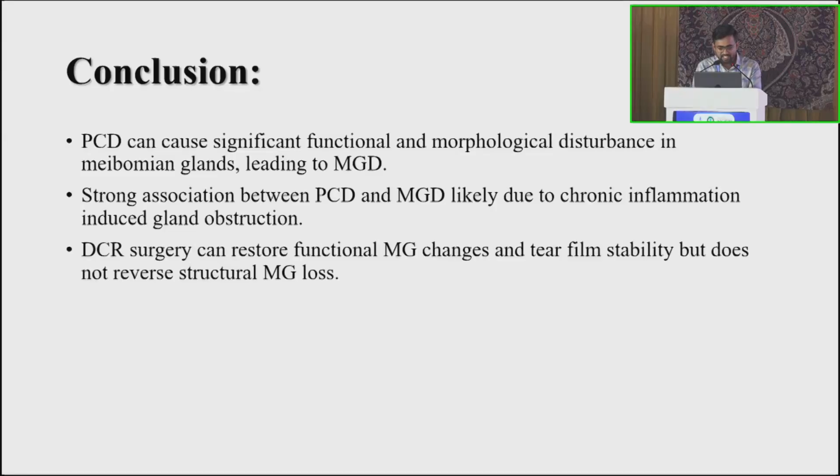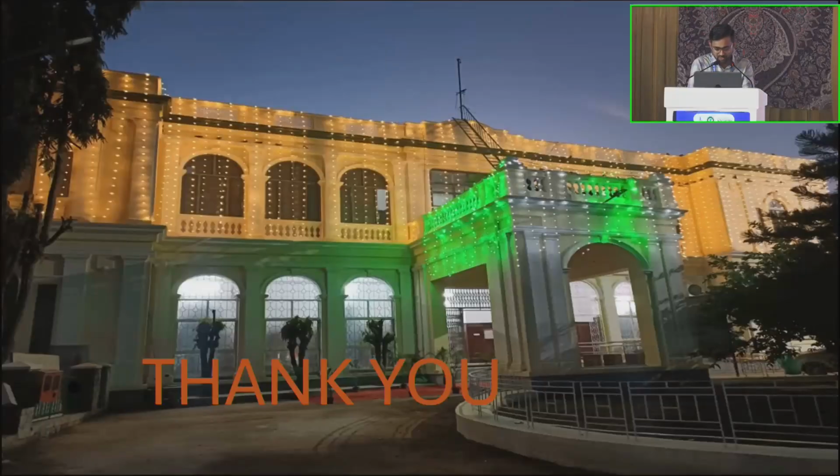Conclusion: PCD can cause significant functional and morphological disturbance in meibomian glands, leading to MGD. There is a strong association between PCD and MGD, likely due to chronic inflammation-induced gland obstruction. DCR surgery can restore functional meibomian gland changes and tear film stability, but does not reverse the structural meibomian gland loss. Thank you.